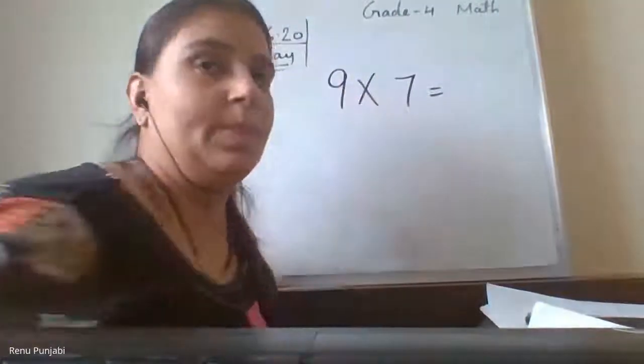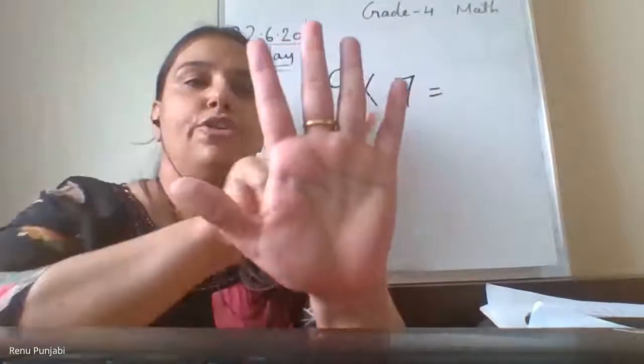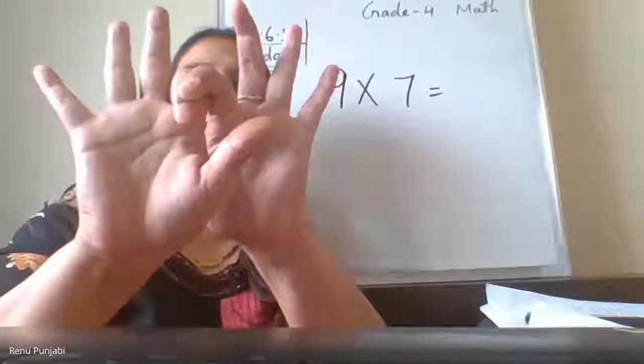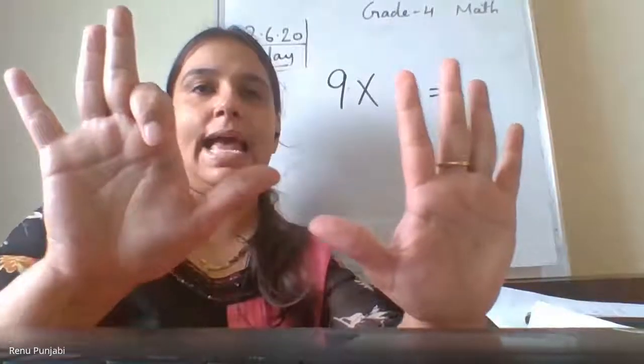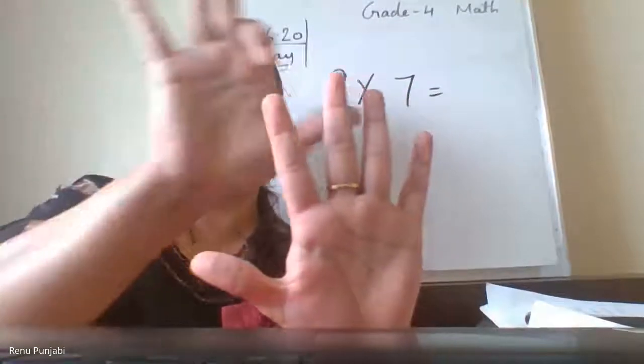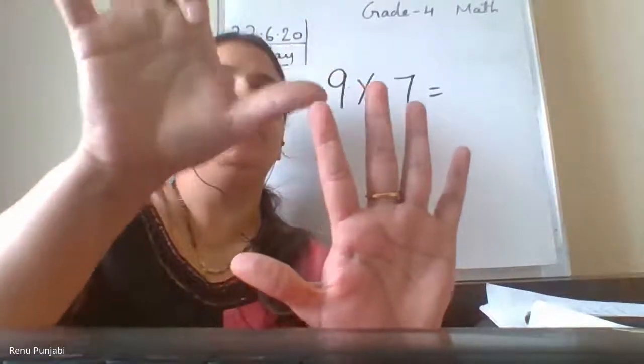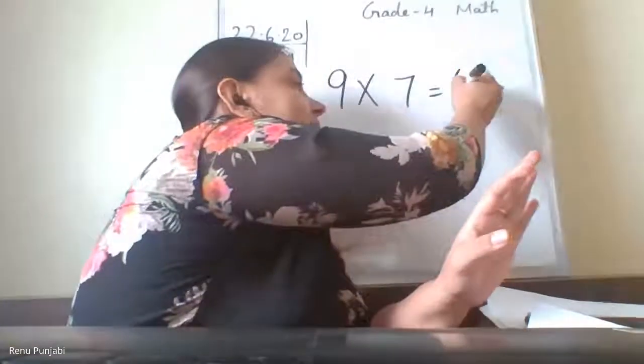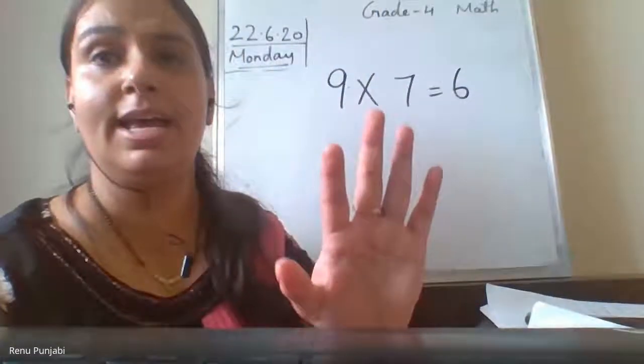Now, see here again. From your left side, 1, 2, 3, 4, 5, 6, 7. Close your seventh finger and count the fingers from your left side: 1, 2, 3, 4, 5, 6. Yes? 6. So we have 6 fingers on our left side.